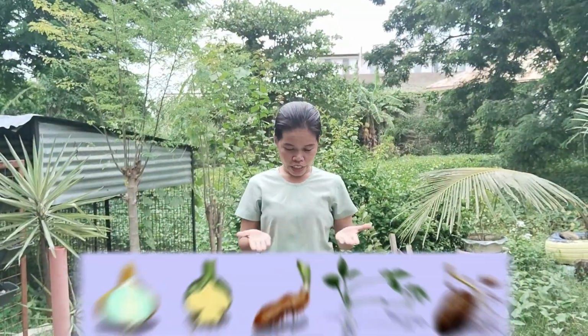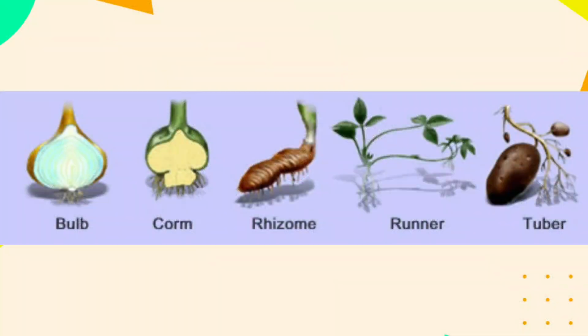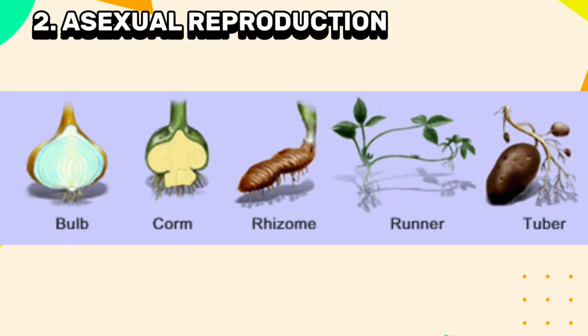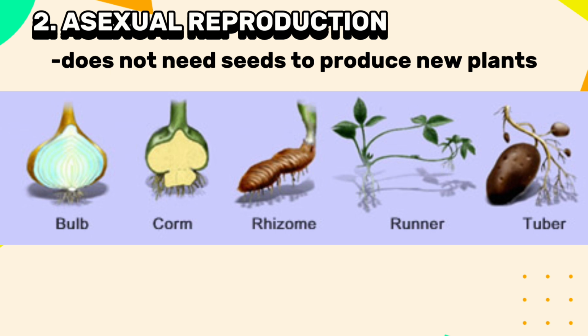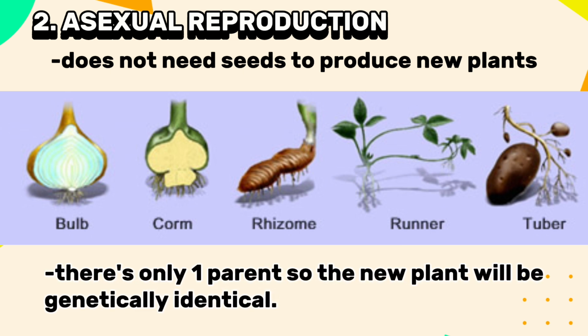How about these kinds of plants? How are they produced? They are produced through asexual reproduction. Asexual reproduction does not need seeds to produce new plants. There's only one parent, so the new plant will be genetically identical.